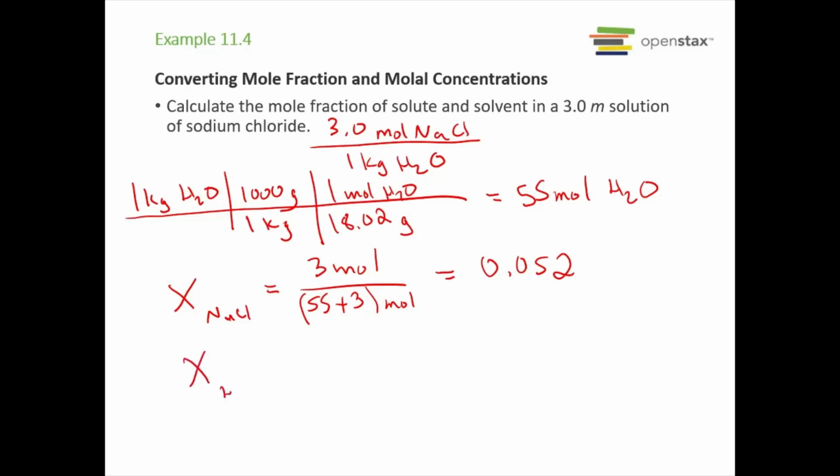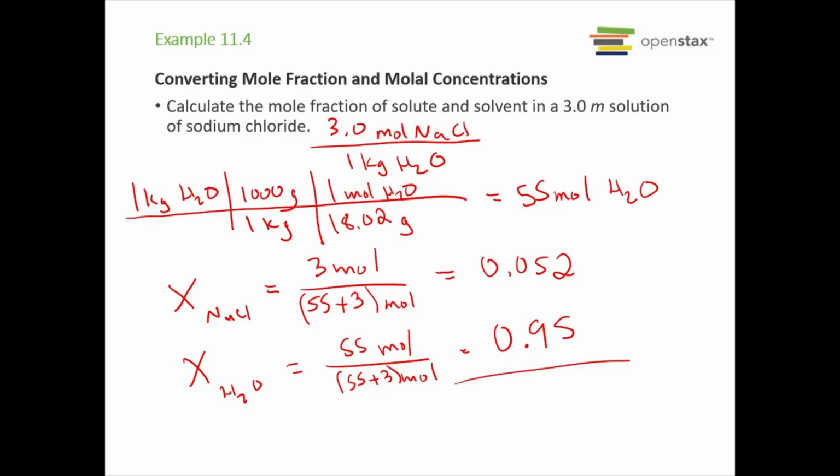And we can do this again for water if we want. That's 55 moles divided by 55 plus 3 moles, and we get 0.95. If we add those up, 0.052 plus 0.95, we get 1.002, it's 1, okay, so that checks out. The only reason it might seem a little bit more is just from rounding, between converting the kilograms of water to moles and then calculating the mole fractions themselves.